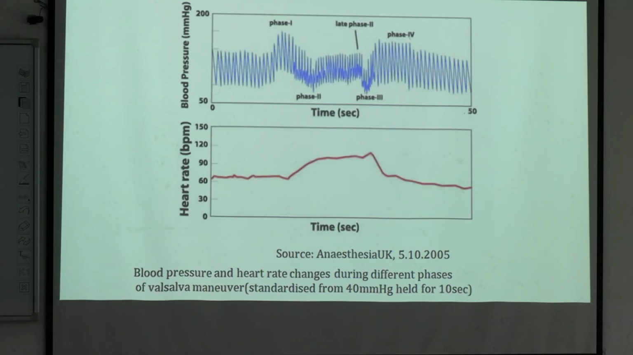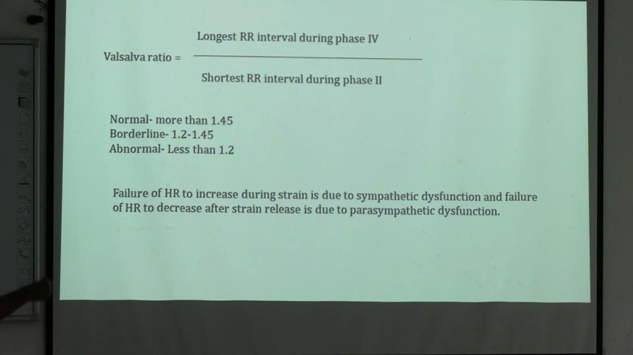Okay, and the Valsalva ratio, what is Valsalva ratio? Valsalva ratio is the longest RR interval during phase 4. Longest RR interval means shortest heart rate. Okay, longest RR interval in phase 4 divided by shortest RR interval in phase 2.